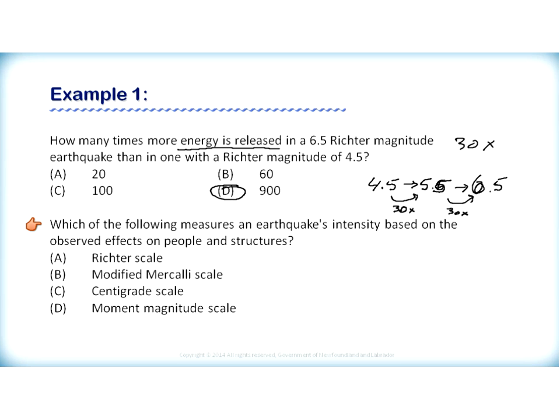Question number 2 reads, which of the following measures an earthquake's intensity based on the observed effects on people and structures? So in this question here, the key point will be intensity. And intensity is measured by the modified Mercalli scale. So our answer to this question would be B, modified Mercalli.